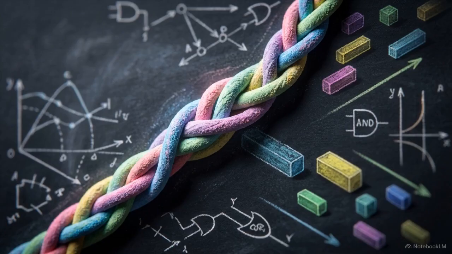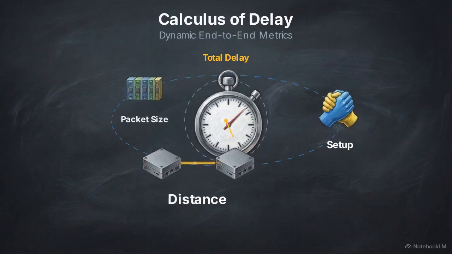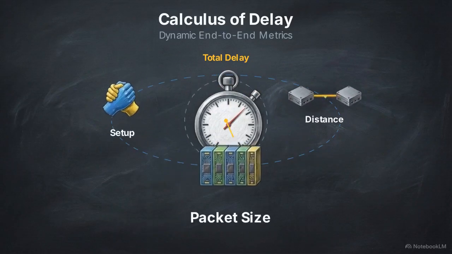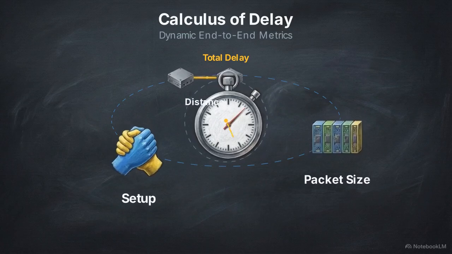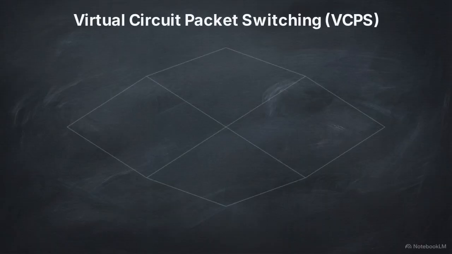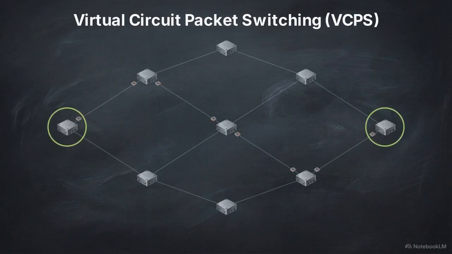End-to-end network delay is never a static property of the wire. It is a highly dynamic calculus driven by connection setup overhead, packet sizes, and the physical distances between the switches. Modern networks require both the predictability of a dedicated circuit and the efficiency of statistical multiplexing. The engineering solution is Virtual Circuit Packet Switching, or VCPS.